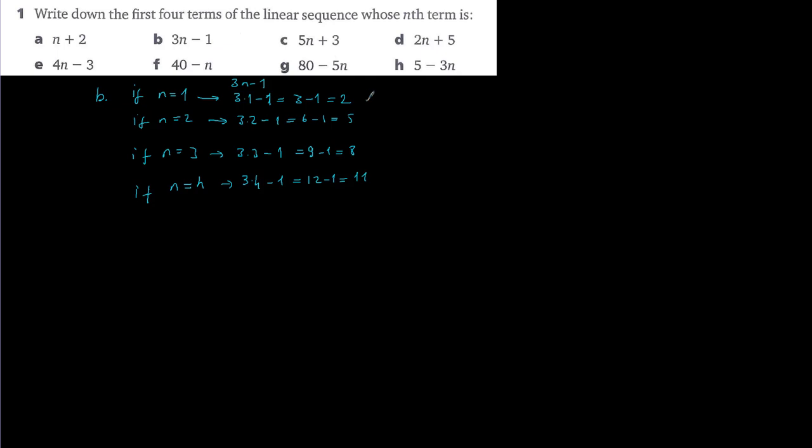As you see here, this is linear, and the common difference is equal to 3, and that number is related to the number in the rule. From 2 to 5 you have 3, then 8, then 11, so you can guess the 5th term easily.